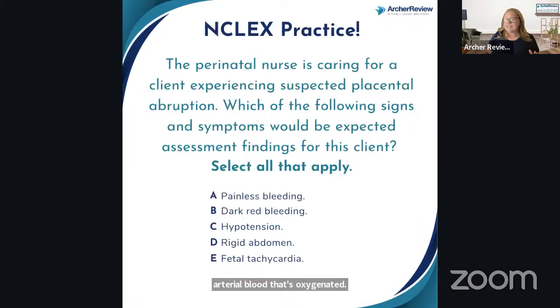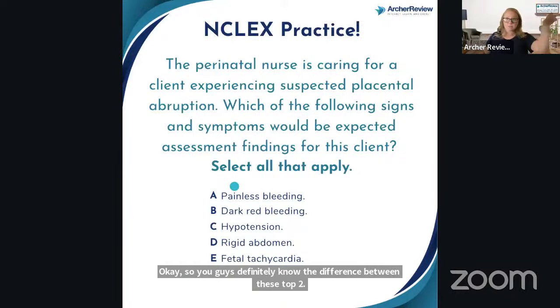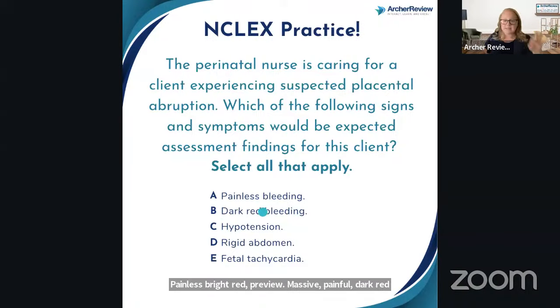Now, let's compare that to choice A, which was incorrect, painless bleeding. If there's no pain, there's bleeding, and it's a bright red blood, what complication is this more likely to be? Tell me down in the chat. You guys definitely for the NCLEX have to know both of these conditions, okay? Painless bleeding, what do we got? Yes, Catherine, absolutely. That is right, Fiona. Dylan, yes, it's more likely to be a placenta previa. Okay, so you guys definitely know the difference between these top two here. Painless, bright red, previa. Massive, painful, dark red bleeding, that is an abruption.